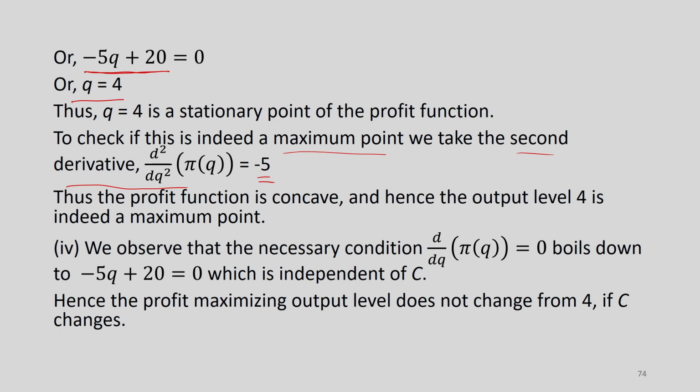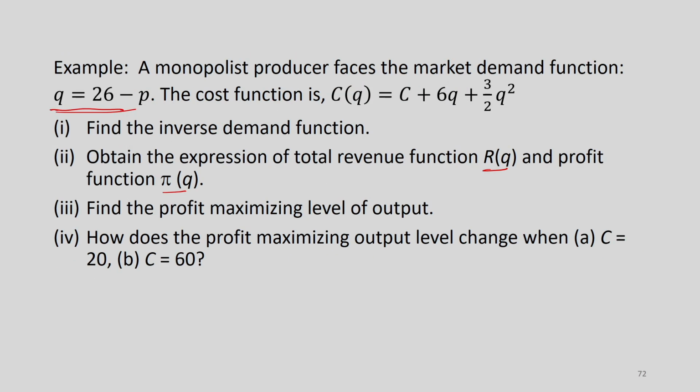Alright, now the fourth part. Fourth part is how does the profit maximizing output level change when C is equal to, C means the fixed cost, there is a fixed cost here, right, capital C, when C is equal to 20 and C is equal to 60. So, the question basically is does the profit maximizing output level change? If it does, how? If the fixed cost of production change.